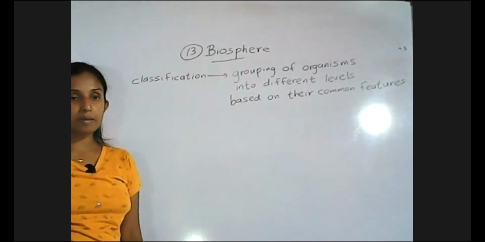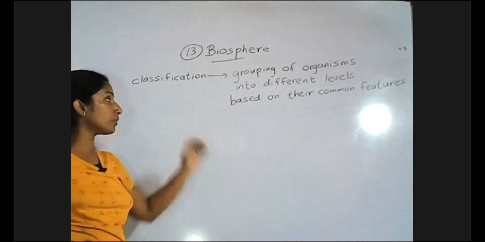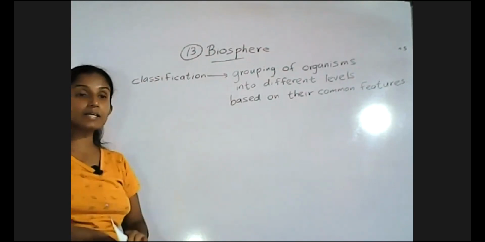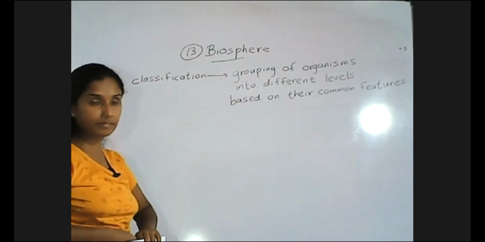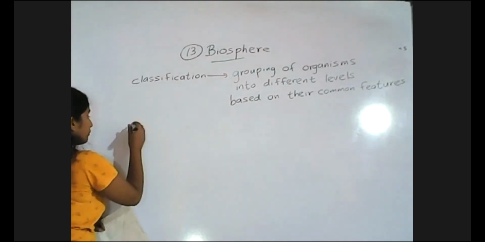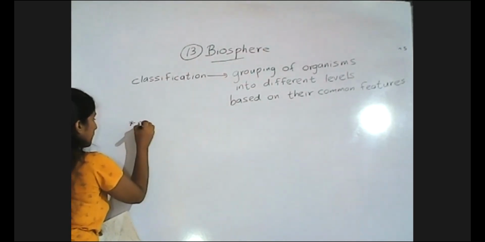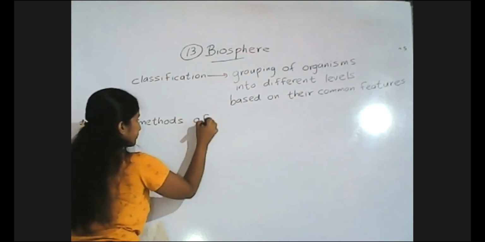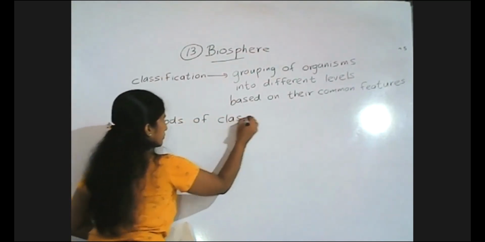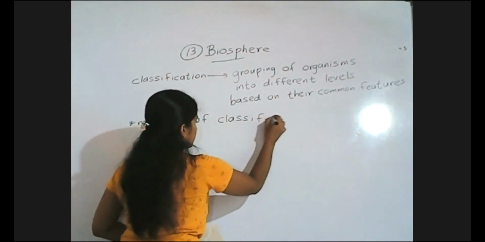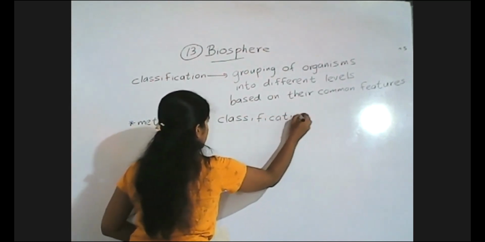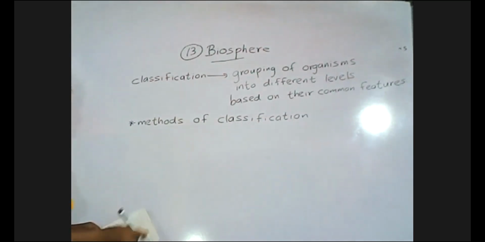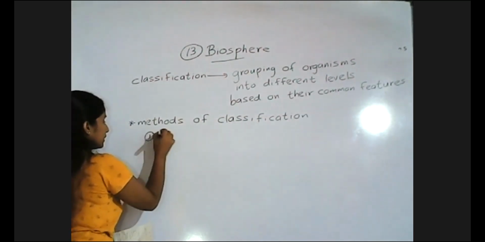You have to remember that one, Pute, right? What is the importance of classifying organisms? Then mainly there are two methods here. We discuss here the methods of classification, right? There are two methods here, right?